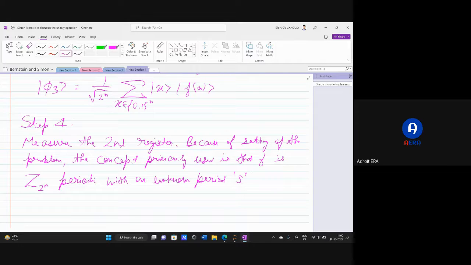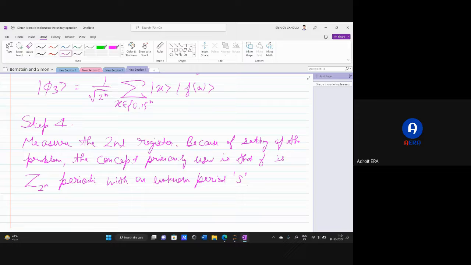If the function which we are trying to find out is Z_2^n periodic, that means binary integer periodic. Binary 2 to the n is binary, right? Not decimal. Decimal 10 would be 10 to the n. But here it is binary integer periodic with an unknown period s.